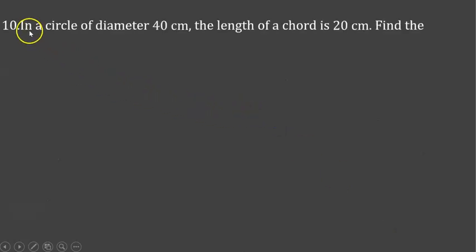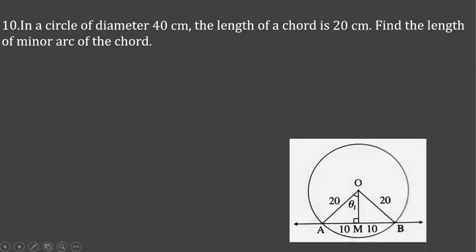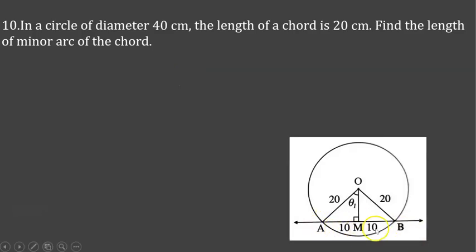Now next, in a circle of diameter 40 centimeters, the length of a chord is 20 centimeters. Find the length of the minor arc of the chord. Now see this. We want to find the length of this minor arc. For that we will find the measure of this angle, that is angle AOB.